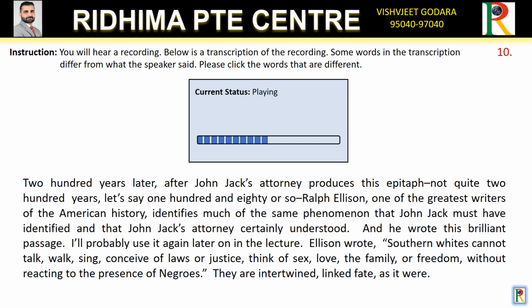I'll probably use it again later on in the course. Ellison wrote, "Southern whites cannot talk, walk, sing, conceive of laws or justice, think of sex, love, the family, or freedom without responding to the presence of Negroes." They're intertwined, linked fate, as it were.